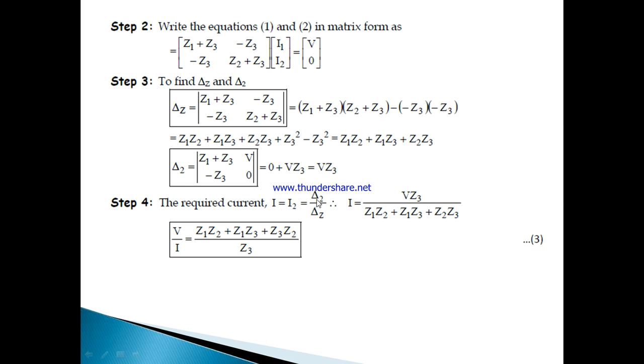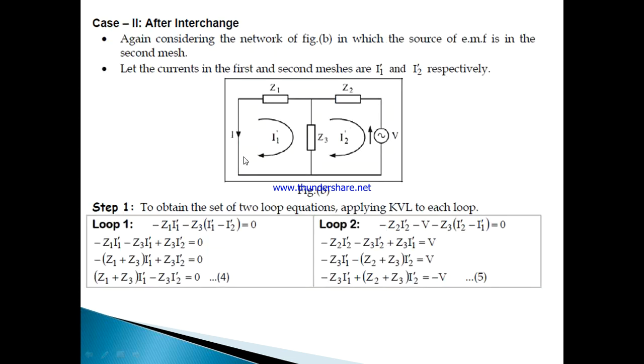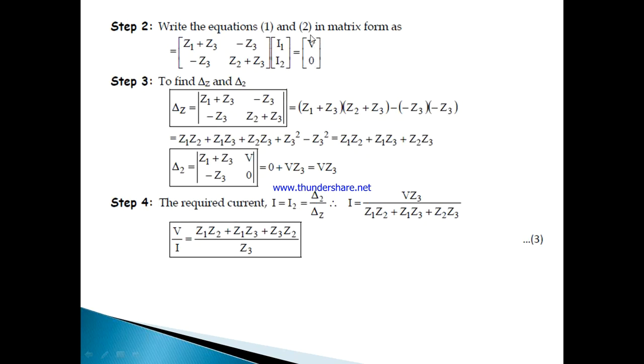The general expression for I2 is delta 2 by delta Z. First we find delta Z, then delta 2, and then substitute delta 2 by delta Z. How to find these values is given in step 3. Delta Z is the determinant of the Z matrix. We already solved many problems on this concept in mesh analysis. After finding delta Z, that is Z1 Z2 plus Z1 Z3 plus Z2 Z3, now similarly find delta 2. How do we obtain delta 2? By replacing the second column of our Z matrix with the V matrix. Finally we obtain delta 2 as V Z3.